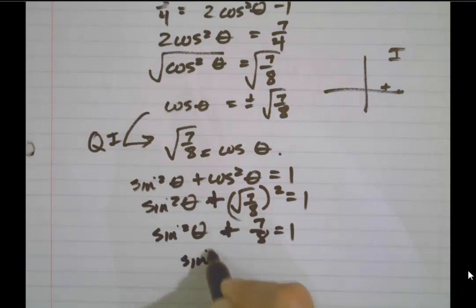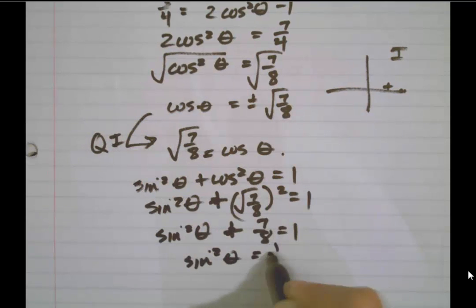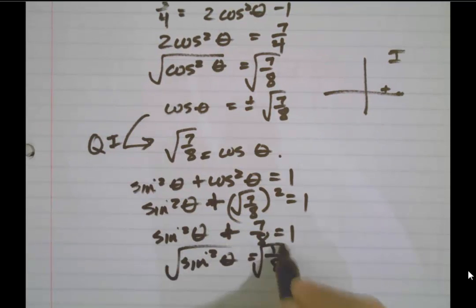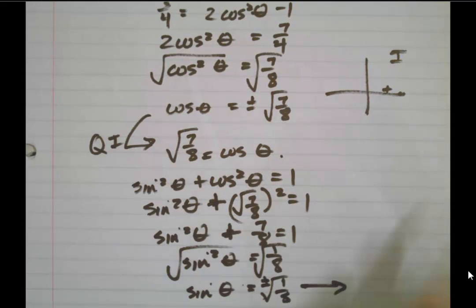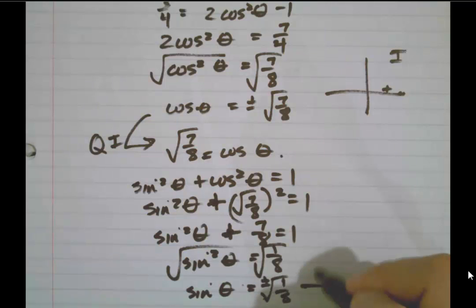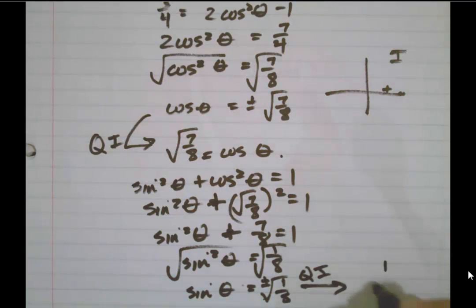Isolate sine squared theta. Take the square roots. And we have sine of theta equals square root of 1/8, positive or negative. Now again, it's in quadrant 1, so therefore it has to be 1 over square root of 8. Okay?